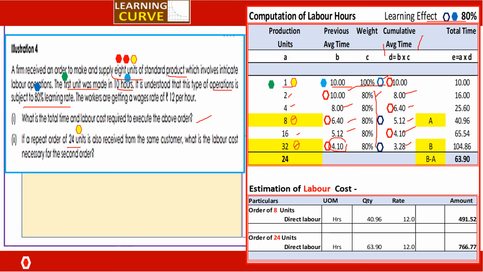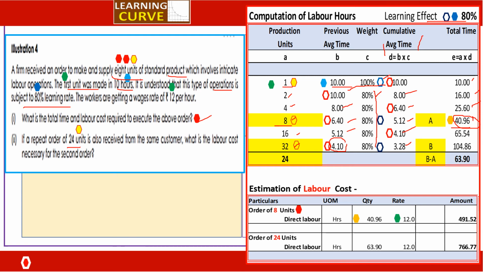A firm received an order to make a supply of 8 units. What is the total time and labor cost required to execute the above order? Order of 8 units. What is the hours? Hours are simple. 10 into 1, 10. 8 into 2, 16. 6.4 into 4, 25.6. 5.12 into 8 is 40.96. The first question asks us, what is the total time required to execute the above 8 units? For 8, the total time required is 40.96.